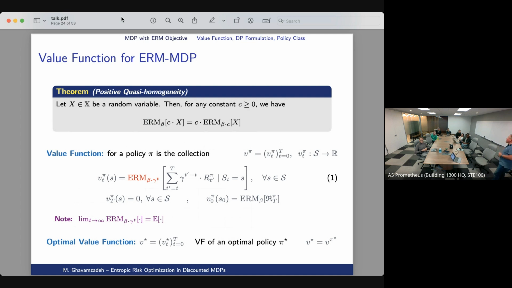We had the quasi-homogeneity. So now we can write the value function this way. Okay? And calculate the optimal policy. And this is also, remember, we're going to use this fact that when t goes to infinity, gamma to the power of t goes to 0, and then ERM coincides with expectation. So at some point, we don't need to be worried about the risk. Okay? So this is one.